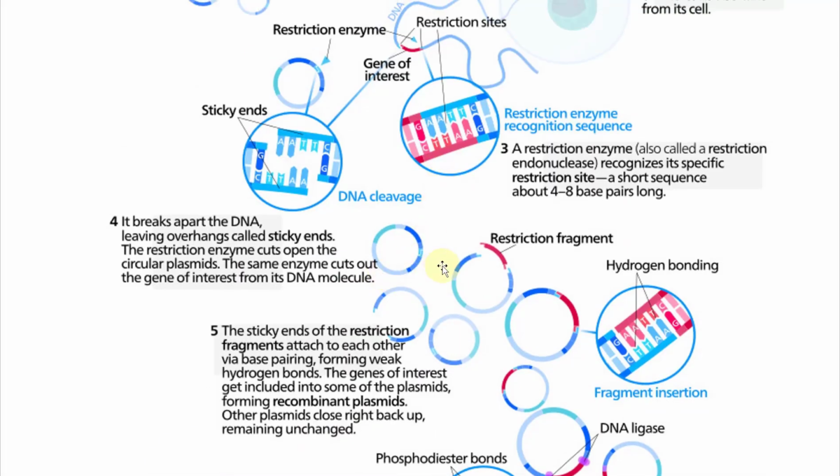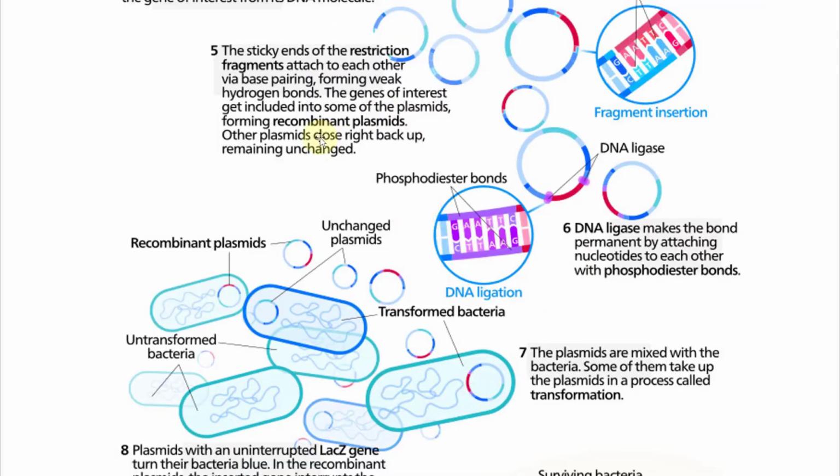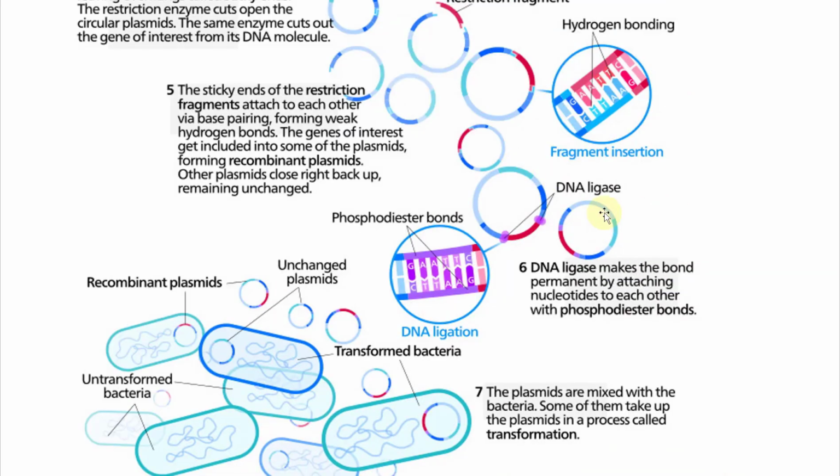Yeah, so the other ones that you cut up don't end up getting the gene in them. So now you have this closed up right here, and you're back to normal with those ones. But some of them have these setups over there. Yeah, so they're weak bonds, and what you're going to do next is a DNA ligase makes the bond permanent by attaching nucleotides to each other with phosphodiester bonds. And again, this is another enzyme. So basically it strengthens that connection there.